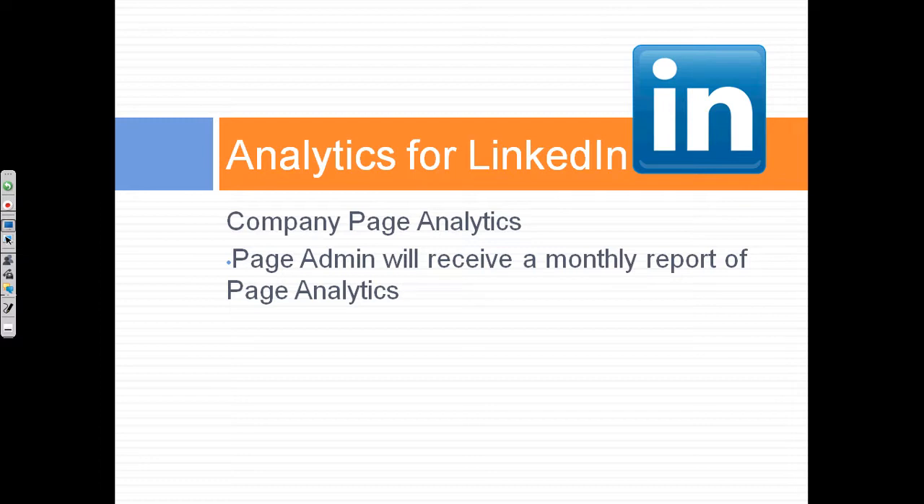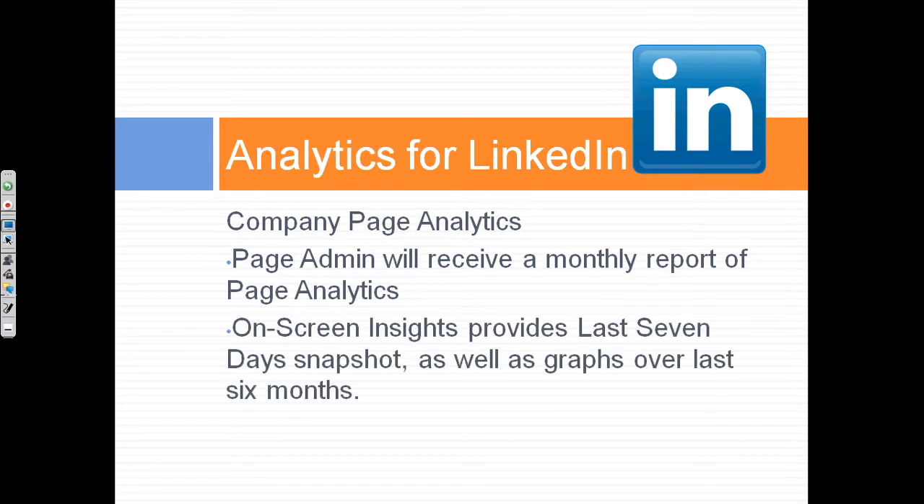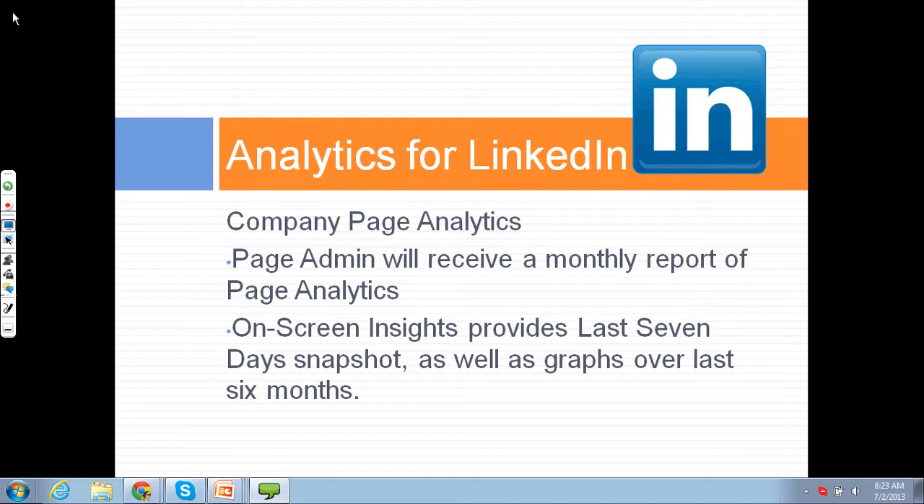I find that to be very handy because when you're in the company page analytics on LinkedIn, it typically only gives you a snapshot at the top. It says the last 7 days of activity, showing you an increase of people who liked you, sentiment and such like that. And below that is some more reporting as well. So the on-screen insights give you the last 7 days snapshot, as well as some graphs that give you some 6-month trends over who's liked your page or commented on it as well.